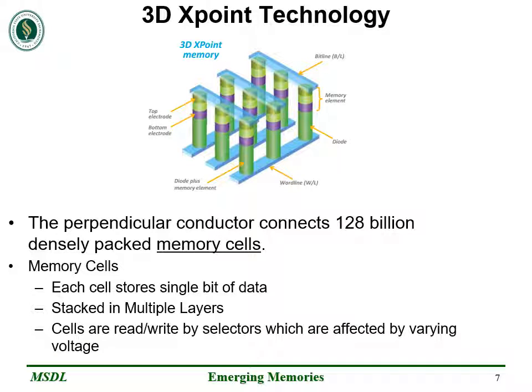As I mentioned earlier, the 3D XPoint technology consists of an array type structure. The perpendicular conductor contains 128 billion densely packed memory cells. As you can see, there is a word line, a bit line, and these are the memory elements. Each memory element has a memory cell. Each cell stores a single byte of data. They are stacked in multiple layers, and cells are selected by read-write, which are affected by varying voltage. So memory cells are accessed by varying levels of voltage to each selector.